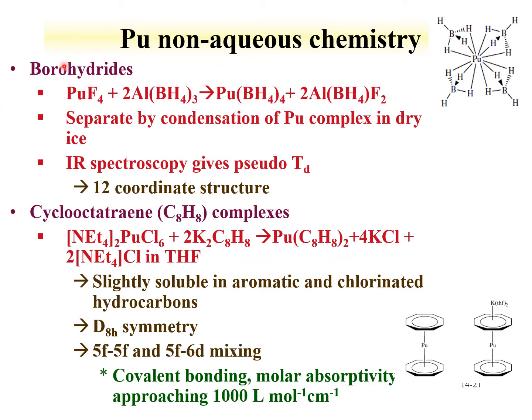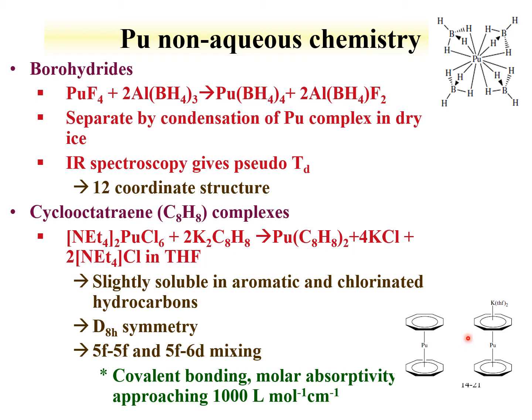Boryl hydrides have been prepared with plutonium tetrafluoride as a starting compound and aluminum boryl hydride as a reactant. These compounds are yielded, shown here, the plutonium boryl hydride, and you can separate this by condensation of the plutonium complex. IR spectroscopy has been examined, and it gives a pseudo-Td coordination space group.